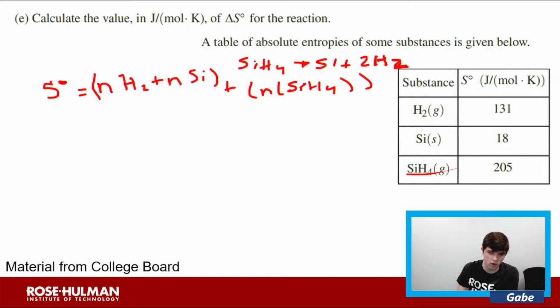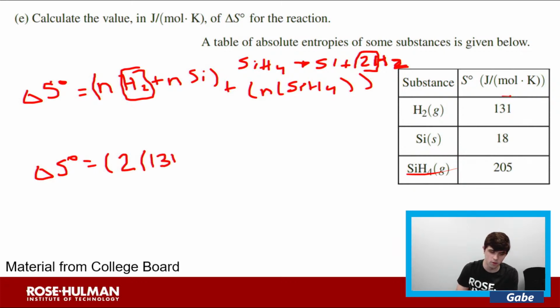and whenever we represent our molecule, it's going to be the delta S number given in the table of that specific compound. So we can solve this by doing delta S equals moles of hydrogen. We know that the coefficient in our expression represents the moles of our actual compound. So we have 2 times our entropy of it, which is 131, plus our moles of silicon, which is 1, times the molar entropy of it, which is 18.